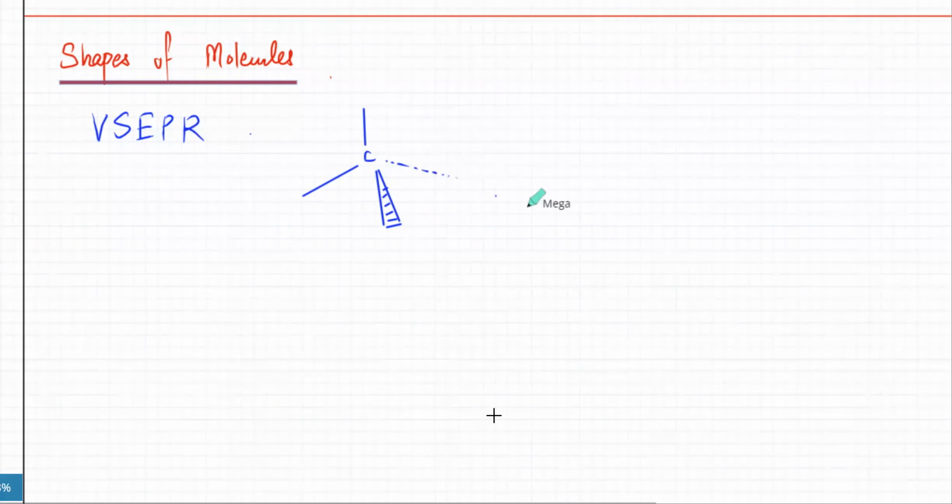That means that all the bonds are repelling each other. One bond repels the other bond, and they all repel each other, so they all remain as far away from each other as possible. It's like a three-sided pyramid with one bond on top of it. That's a tetrahedral shape. So that's the idea of valence shell electron pair repulsion theory.